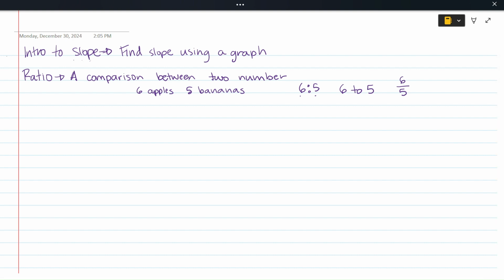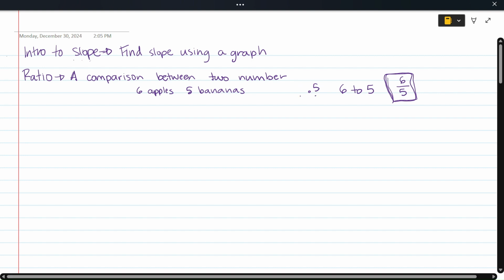And usually that's about as far as we go with ratios when we're first learning about them. Today we're going to get a little bit deeper into them. And the thing to remember about today is that we are only working with ratios represented as a fraction. We are no longer using these formats, so 6 to 5 or 6 to 5. Oops. We are only using our fraction today.